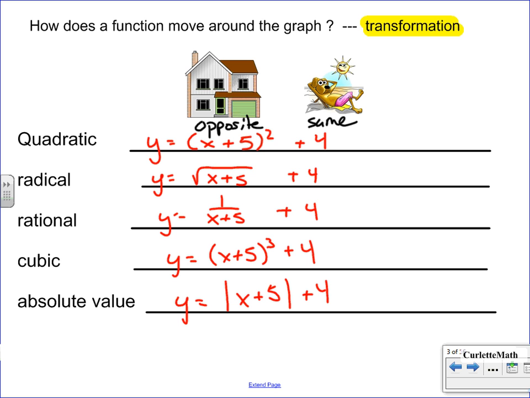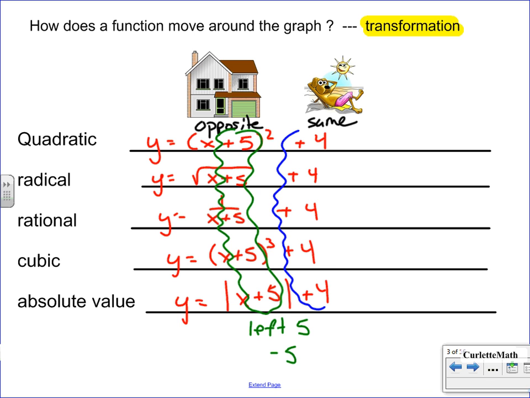Now, write all this out because it's really simple. We do the opposite when we're inside. So this 5, we're not going to go right 5, we're going to do the opposite. We're going to go left 5, so that would be a negative 5. You notice it's right next to the x, and the x-axis goes right and left, so we're going to go left 5. Now, we're outside the house. We get to jump up and down. We get to do what we want on the outside. We do the same thing that it says, so we go up 5.